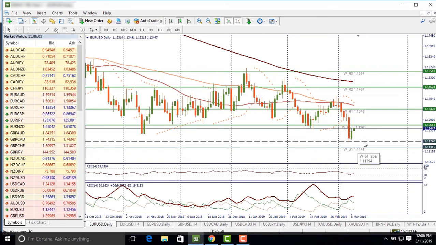Otherwise, bulls will manage to test the resistance at 112.61 and try to break it. From the technical side, parabolic SAR shows a downward movement for the pair, and ADX shows bears dominating the market.